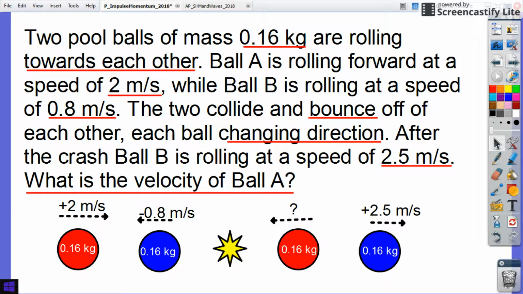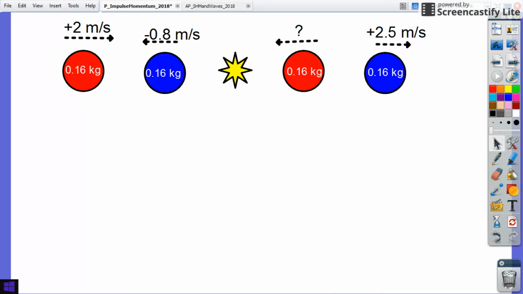I know the mass is 0.16 kilograms for each. I know the speed of A before is 2. The speed of B before is 0.8. And the speed of B after is 2.5. Now I look at my arrows. Okay, this is to the right, so positive. To the left, so negative. To the left, I don't know what it is, but whatever it is, it's going to be negative. And this is to the right, positive. I've read the problem. I have annotated the problem. I have drawn the picture. I am now ready to do some algebra.